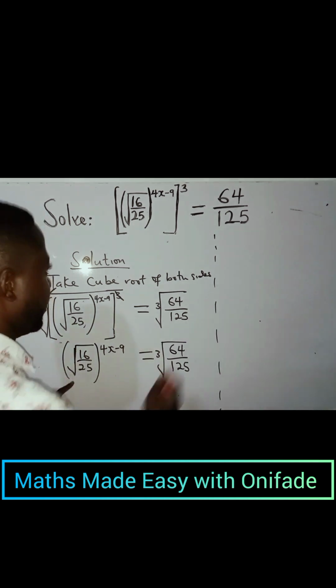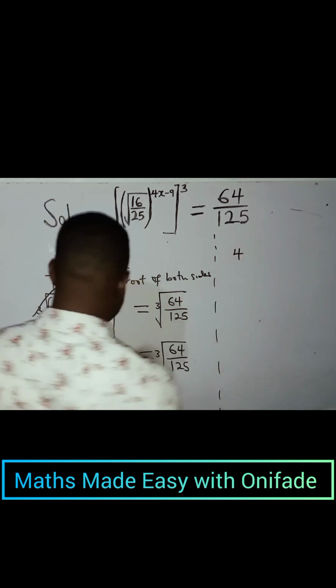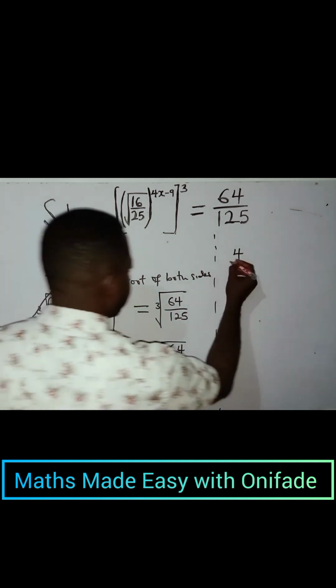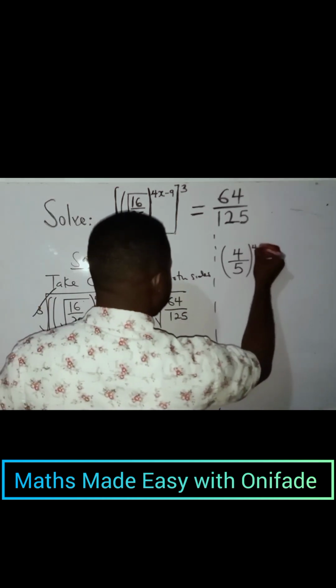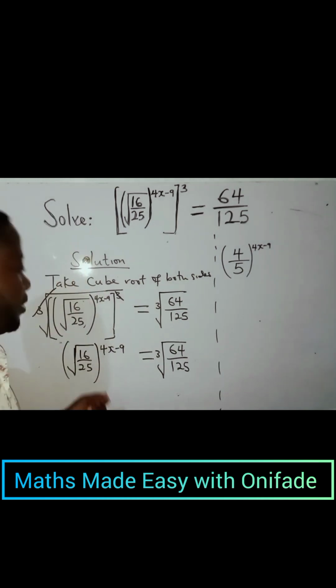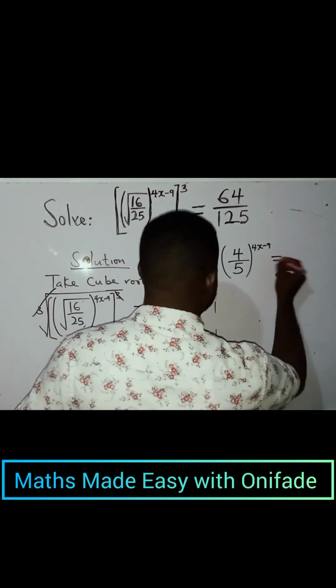Square root of 16 is 4 and square root of 25 is 5. Because it's having power, I'm going to put it into brackets. So I'm having this. The next thing, let's move to the other side.